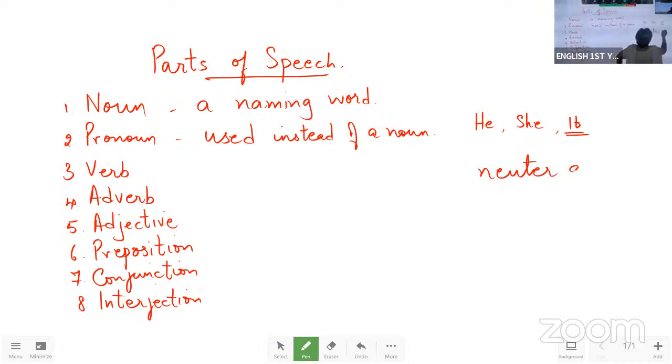What do you mean by neuter gender? When you are not sure whether it is masculine or feminine, usually for animals or things like books and everything, we can use the word it. Mostly used for animals. Though they have their own gender, when we don't know, we can usually use this neuter gender.